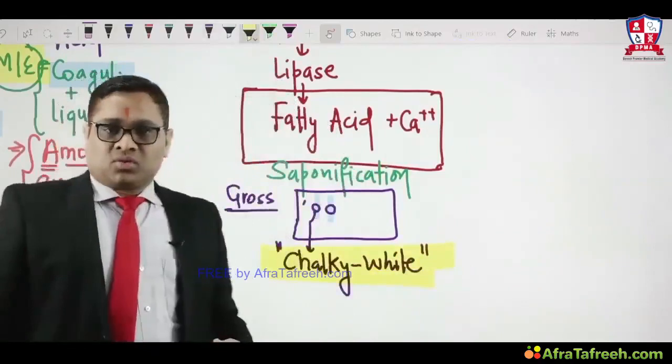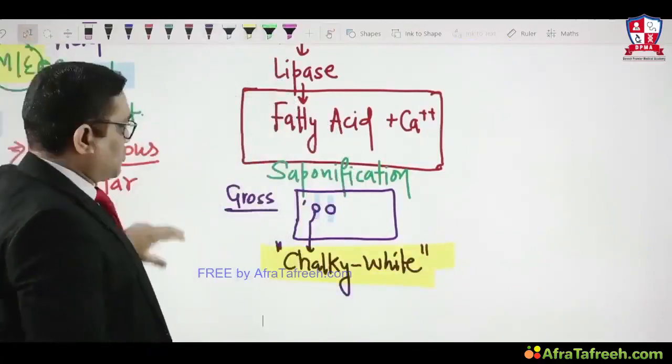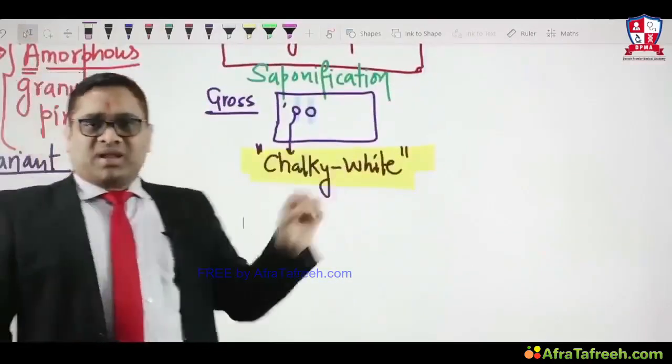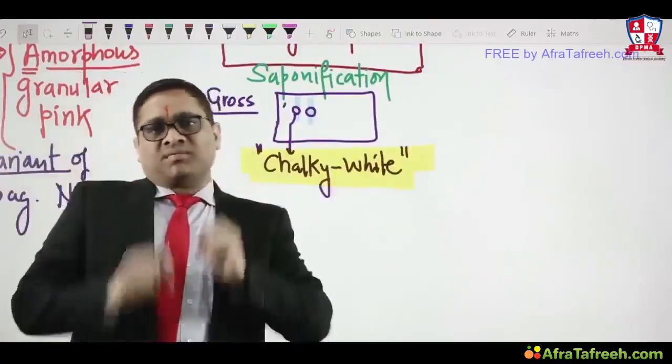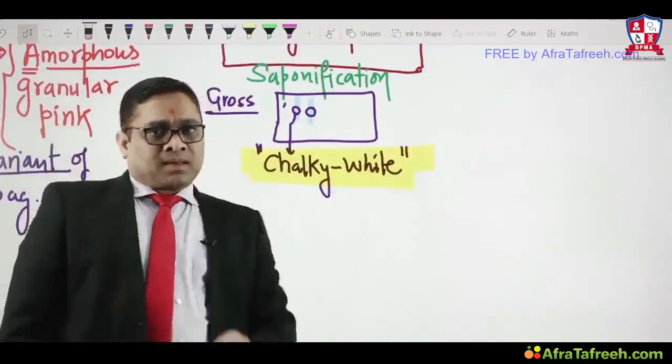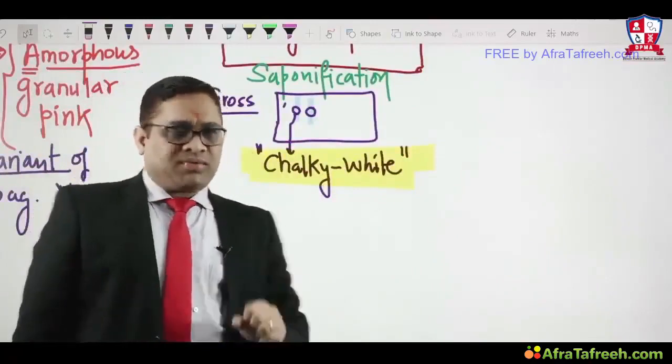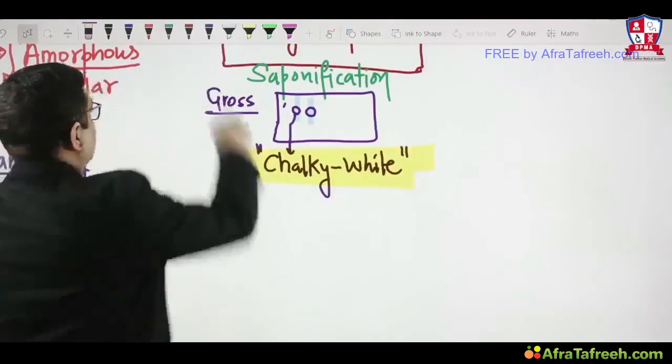So when the image was shown in the exam, you have to be very careful. Chalky white area, whitish area will be seen in the fatty areas. It means it is fat necrosis, and these are lipase-induced saponification, right? So this is the gross examination.